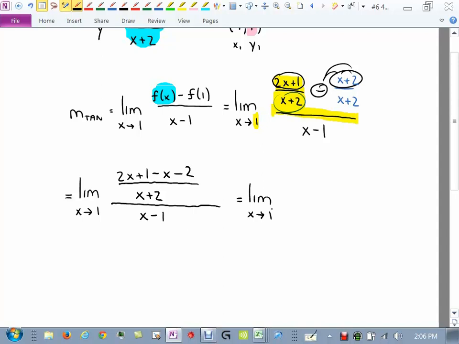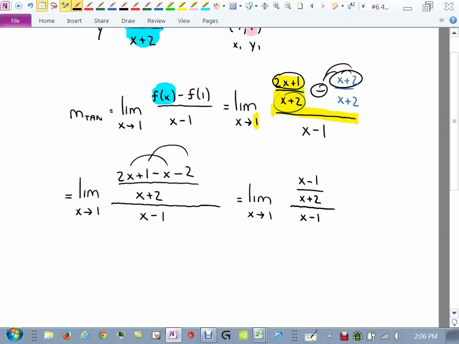Let's see. We have 2x take away x, that's x. We have 1 take away 2. That's going to be negative 1. So we have x minus 1 over the common denominator, x plus 2, over the original denominator, x minus 1.